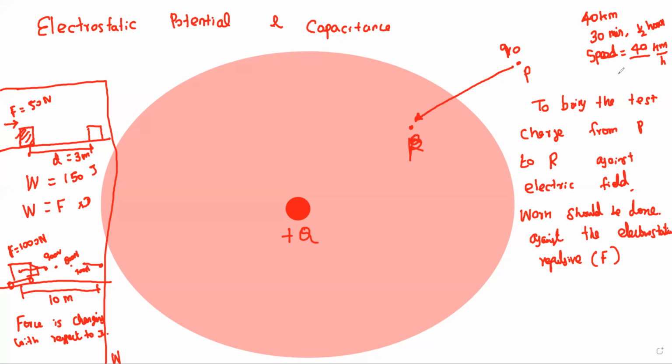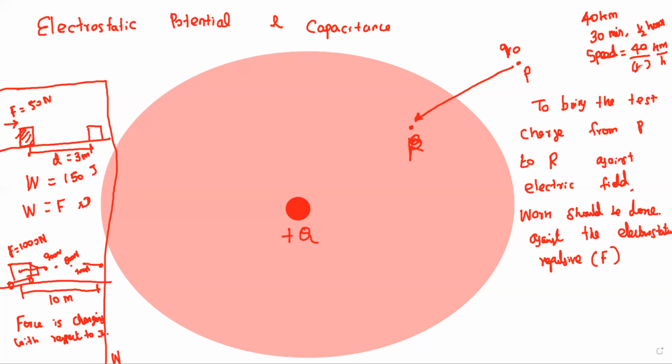Have you looked at the speedometer in your bike or car? So what is the unit in that? Kilometer per hour. So how much hour is it? 30 minutes means how much hour? Half an hour.